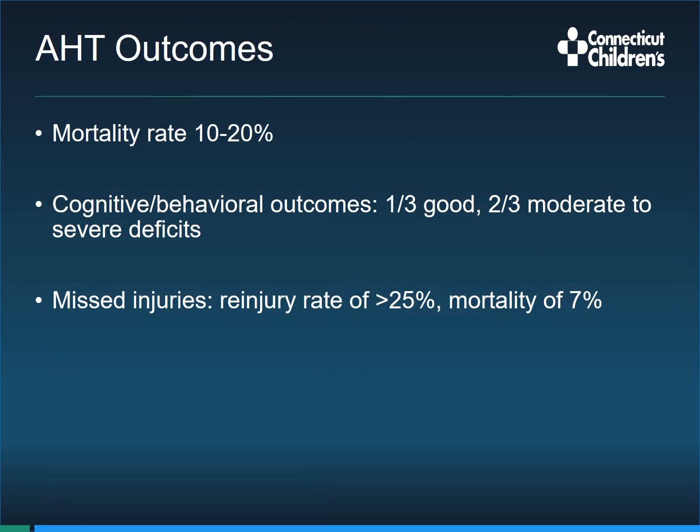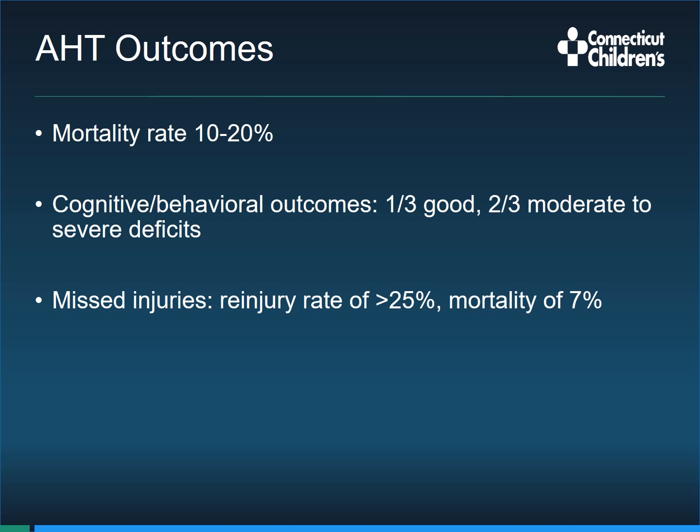Looking more generally at outcomes, even with the best provision of care, mortality for victims of abusive head trauma remains high at up to 20%. Among survivors, 2/3 are left with moderate to severe deficits. Of critical importance, as many as 30% of children with AHT are misdiagnosed at their initial medical presentation.